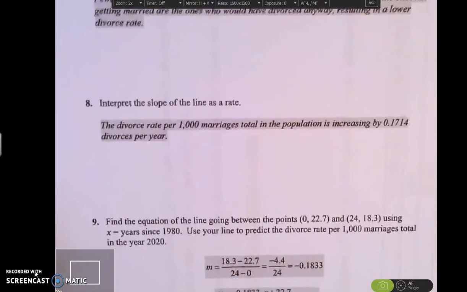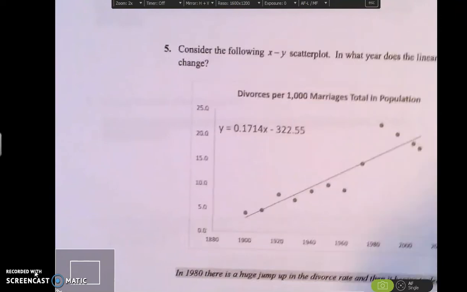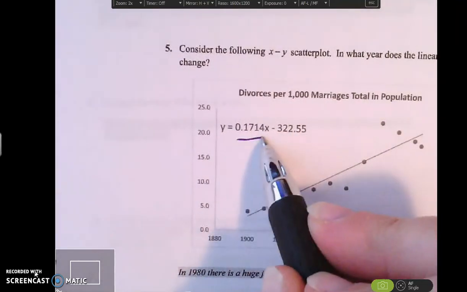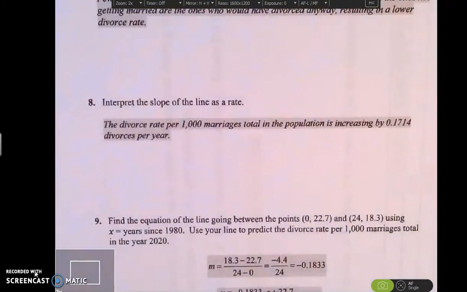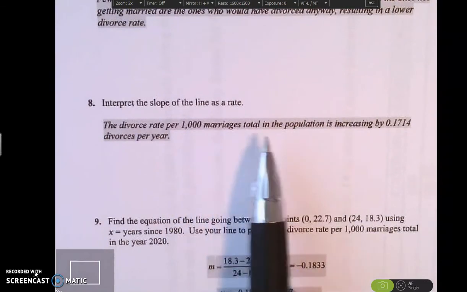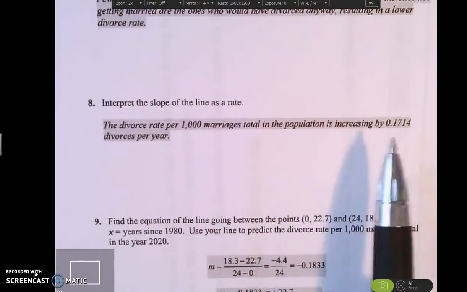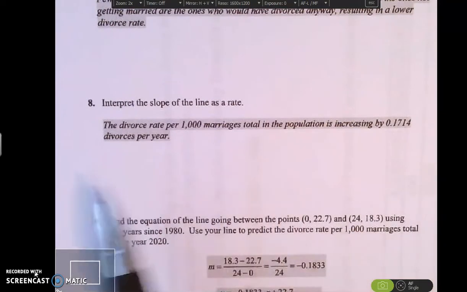Okay, so interpret the slope of the line as a rate. Back in our trend line, you'll notice that this number right here is our slope. That tells us our rate of change for marriages. So what does that tell us? It says the divorce rate per 1,000 marriages total in the population is increasing by 0.1714 divorces per year. So that's what that slope means in this problem.